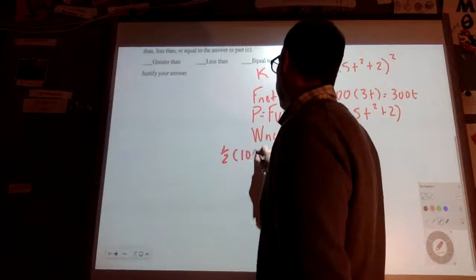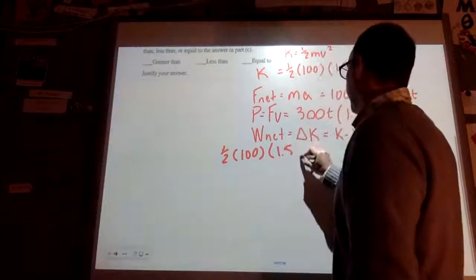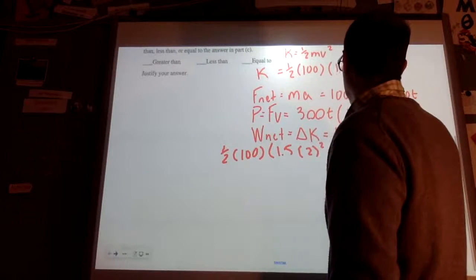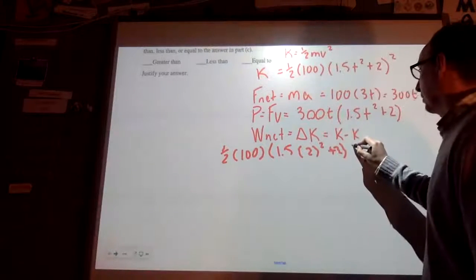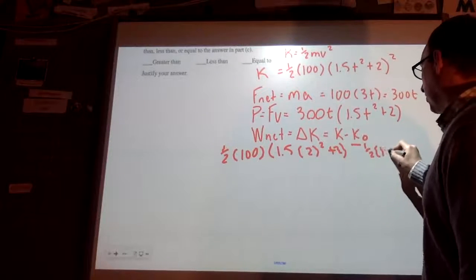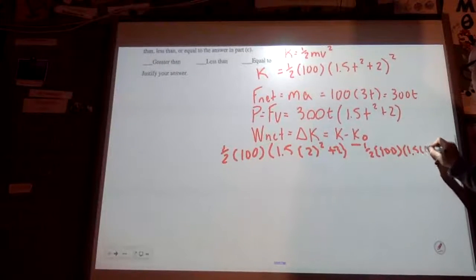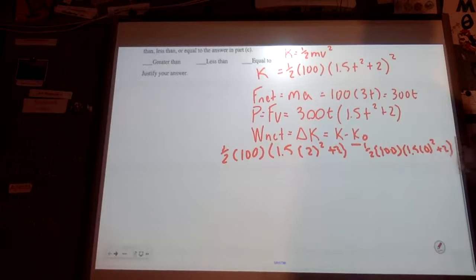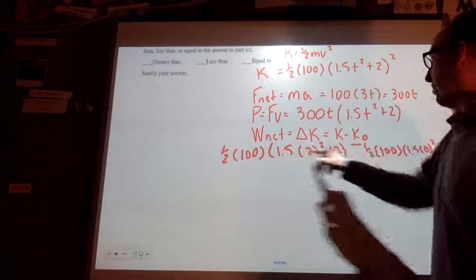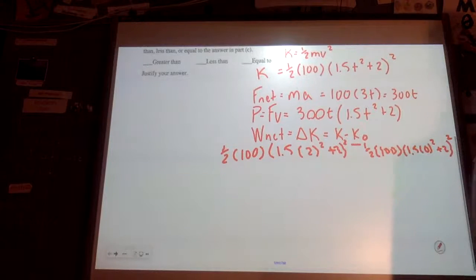So 1/2, 100, 1.5, 2 squared plus 2, minus the initial, which is at 0. So this is 1/2, 100, 1.5 times 0 squared plus 2. Then this whole thing, since it's the velocity, is squared for both of these. So I'm going to plug this into my calculator.